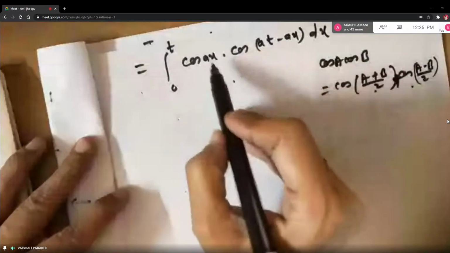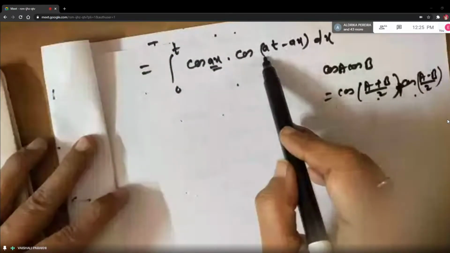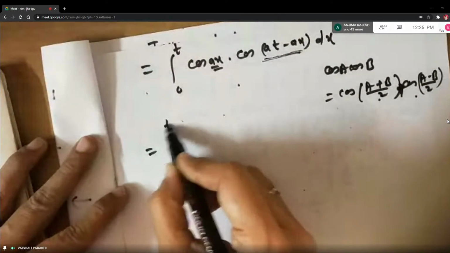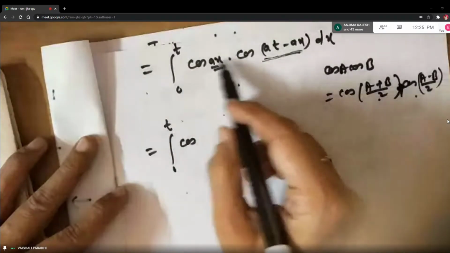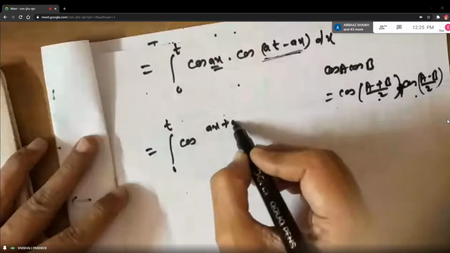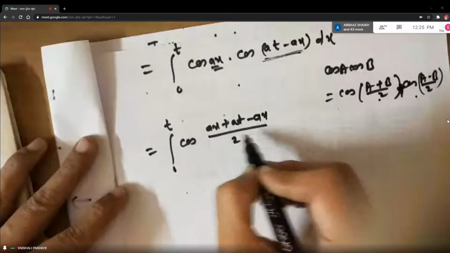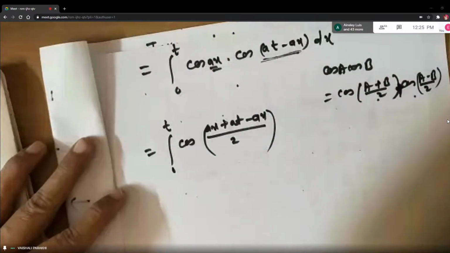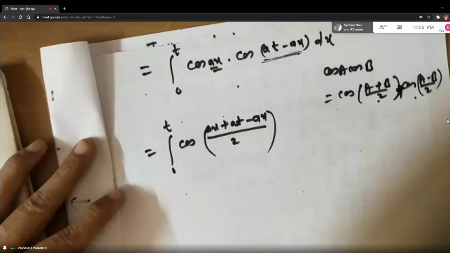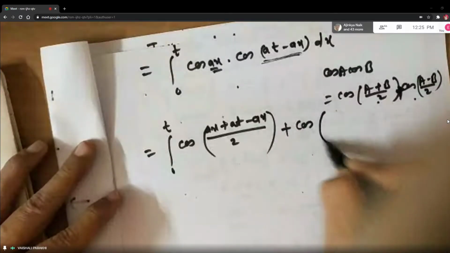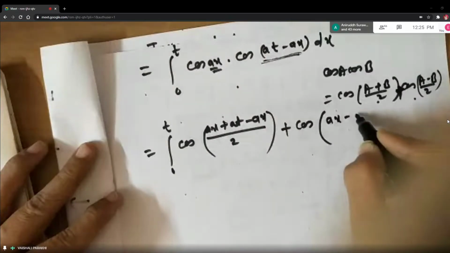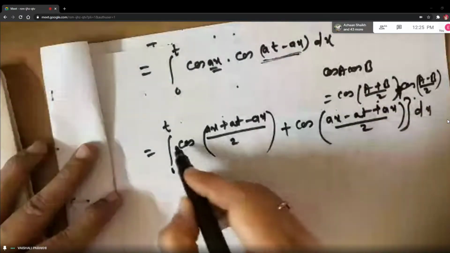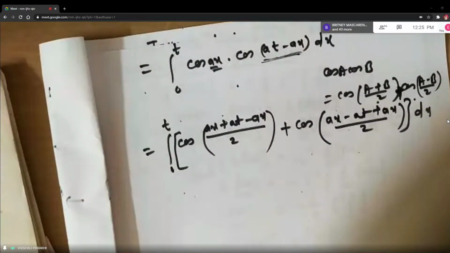Okay. So let us see, what is A here? ax. And what is B here? This bracket, right? So let us substitute: integral from 0 to t of cos of A plus B, meaning ax plus at minus ax, by 2, correct, no? Plus cos of A minus B, meaning ax minus at plus ax, by 2, dx. It is not half into this.